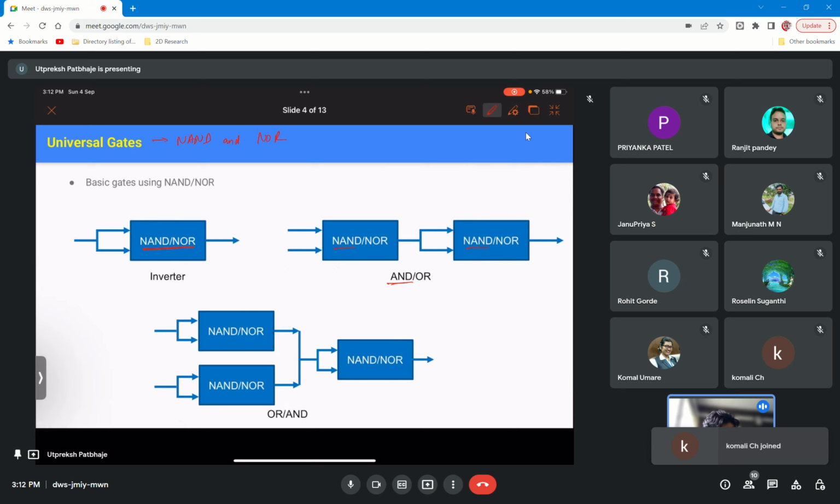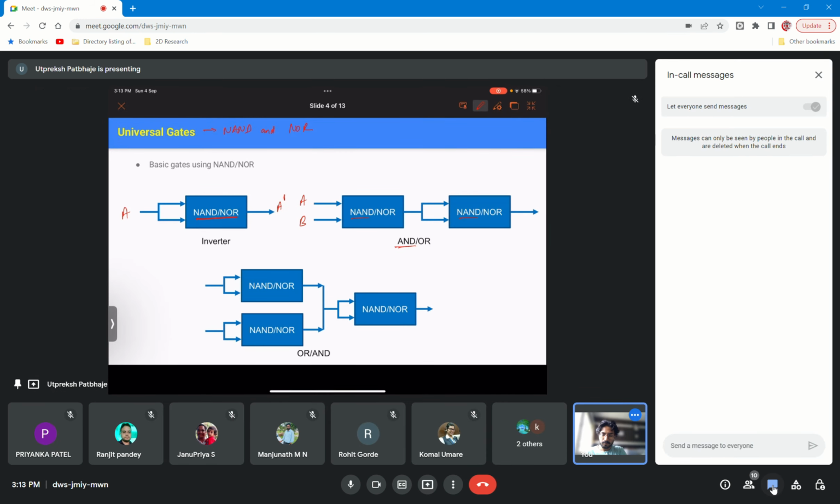So the inverter is pretty much straightforward in this case. You just have to short all the inputs and it will work for both NAND and NOR, and you will be getting an output that is an inverted form of what you gave as input. In case of AND and OR, let's take NAND first. I think you guys will be pretty much rehearsed in this. Just let me know if this concept is well understood. Otherwise I will just move past it.